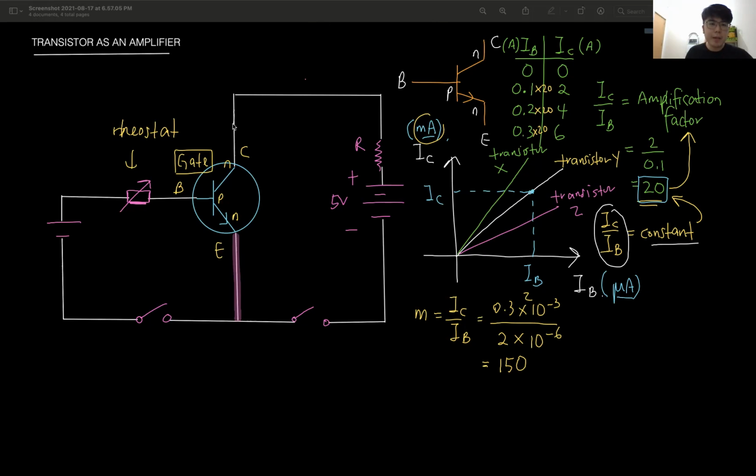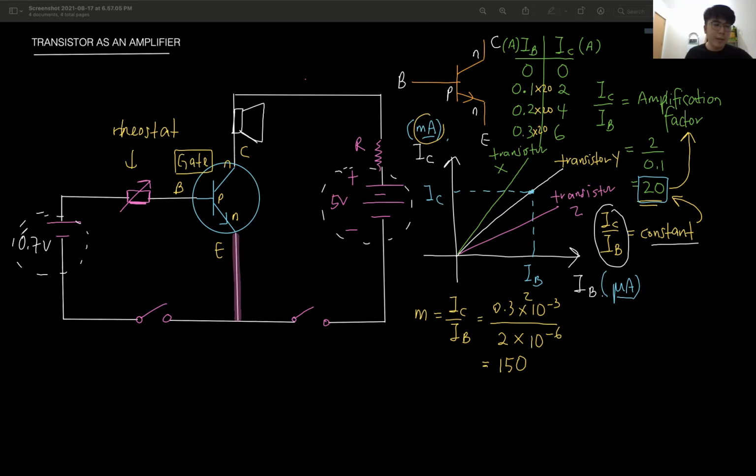I put it here. This is my loudspeaker at the collector circuit over here. Where is my microphone? Now the loudspeaker must be on the collector circuit, right? For this one, there are two power supplies. This is 5 volt and this is 0.7 volt. Normally this one is smaller. This one is a very small voltage and this one is a large voltage.